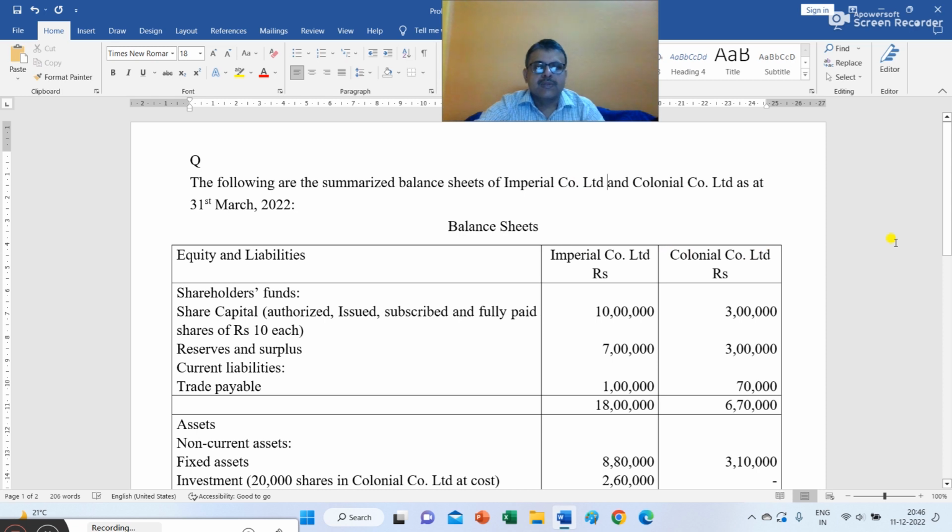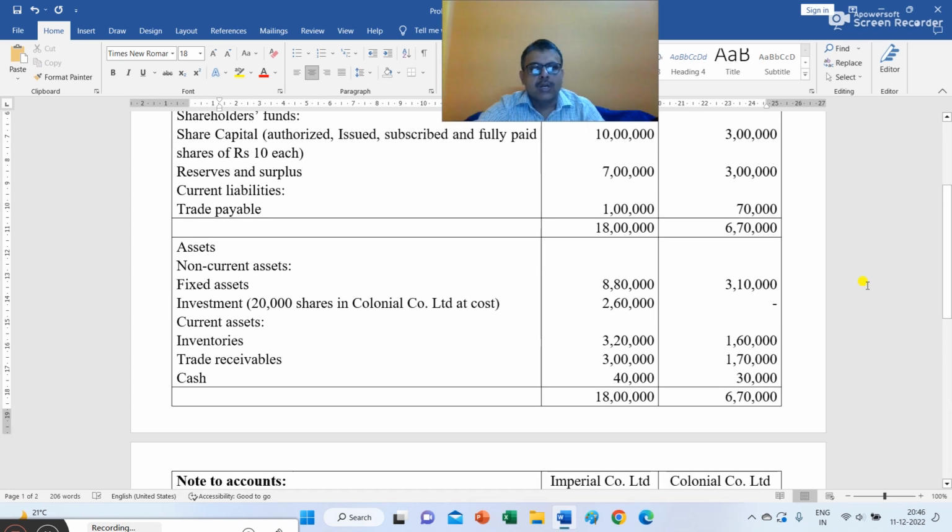The following are the summarized balance sheets of Imperial Company Limited and Colonial Company Limited as at 31st March 2022. On the liability side we have equity capital of Imperial Company Limited for rupees 10 lakh and that of Colonial Company Limited 3 lakh. Reserve and surplus 7 lakh and 3 lakh. Trade payable 1 lakh and 70,000. So total of the liability side of Imperial Company Limited is 18 lakh and that of Colonial Company Limited is 6 lakh 70,000.